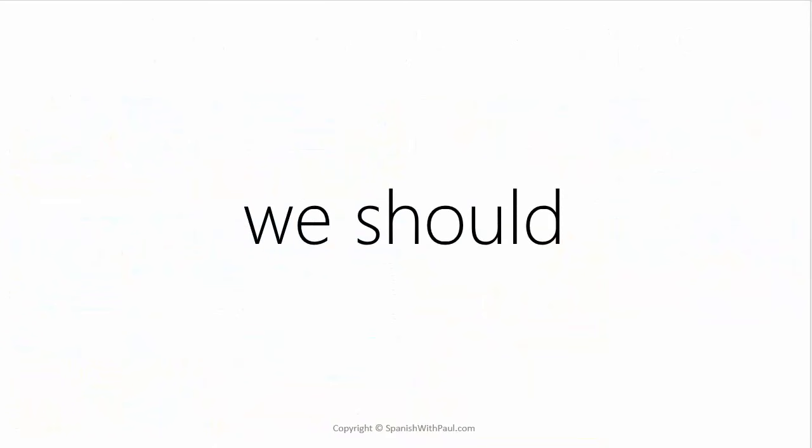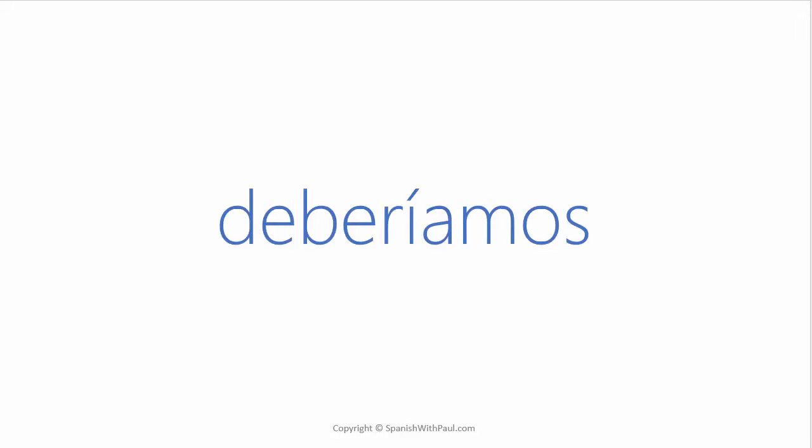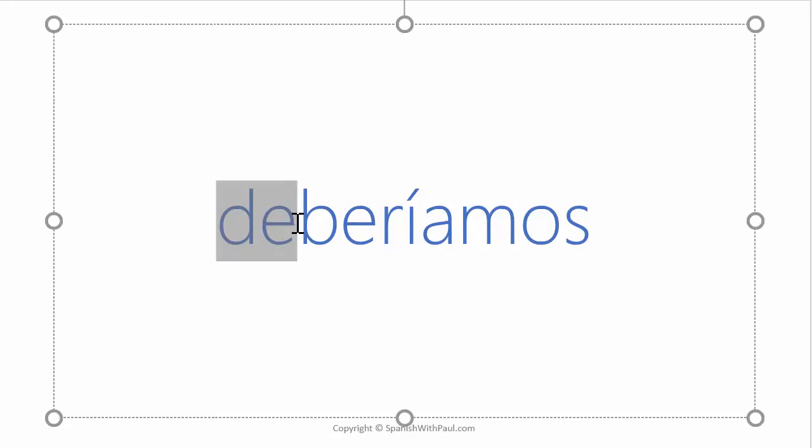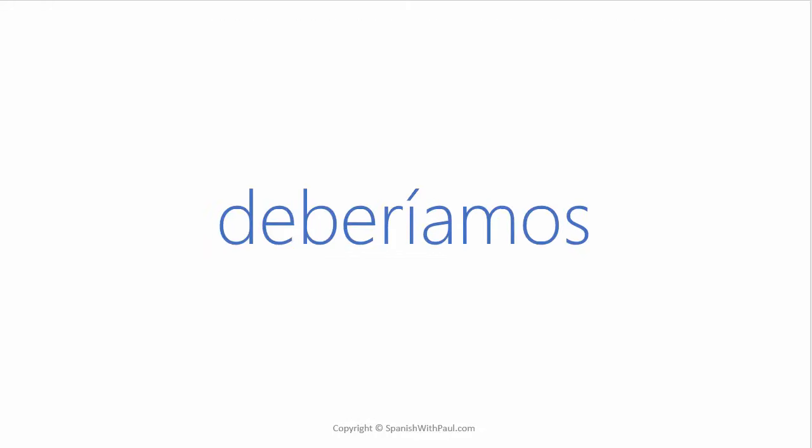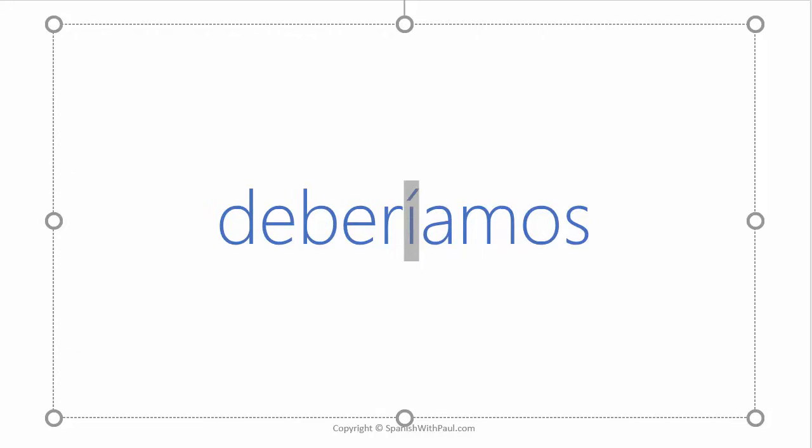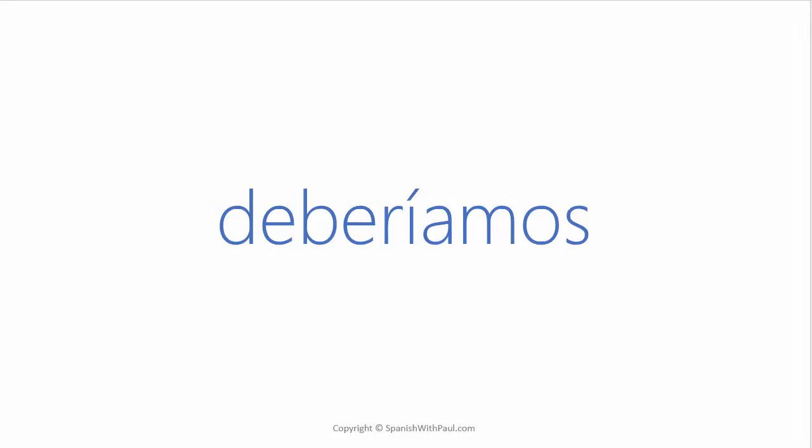To say we should in Spanish would be deberíamos. Let's go through the syllables. We have de, be, deberíamos. Notice we have the accent over the I. This is where we place our stress on the word, on the pronunciation. So we should is deberíamos.